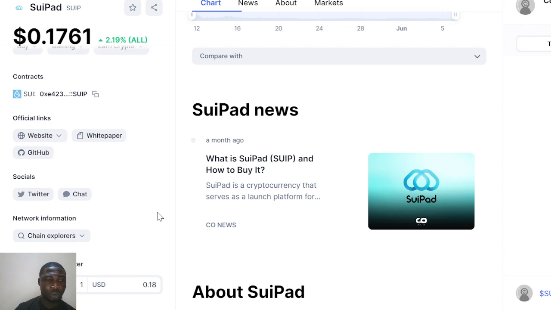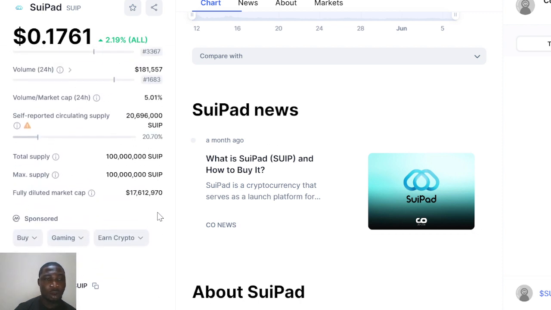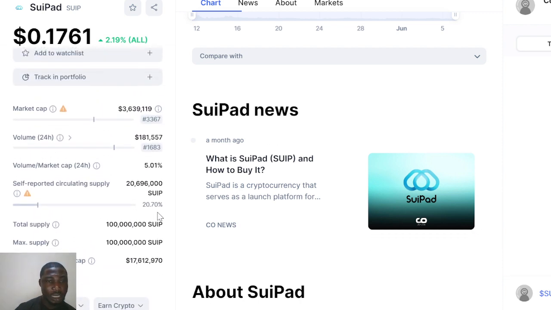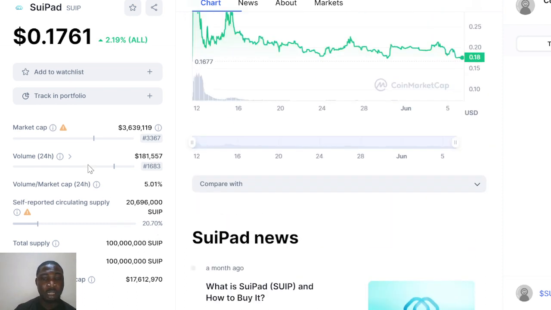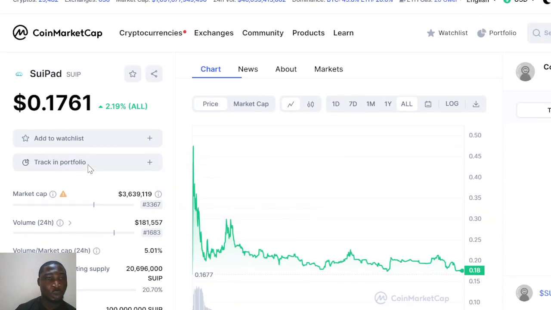So all these basic points are what we need to know when talking about this project. Now you can see how much is self-reported as circulating. Just 20% have actually been in circulation, and I believe more will go into circulation. And you can see here the market cap in 24 hours, and the all-time high.